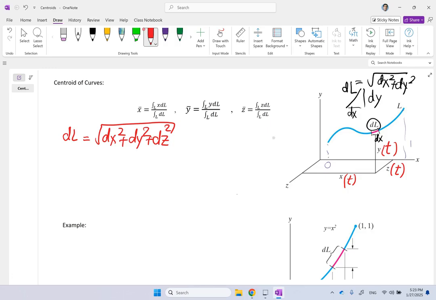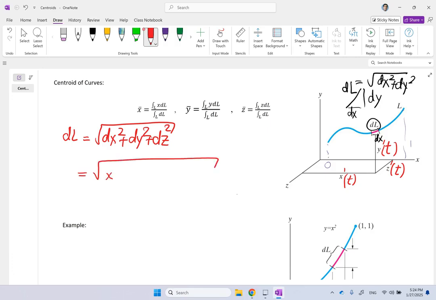Now, as I said, x, y, and z are functions of t. So what is dx? dx is going to be x prime of t, where by prime I mean the derivative of x with respect to t, and then y prime of t and z prime of t. And t here does not need to be time necessarily. It's just a curve parameter. Times dt, dt, dt.